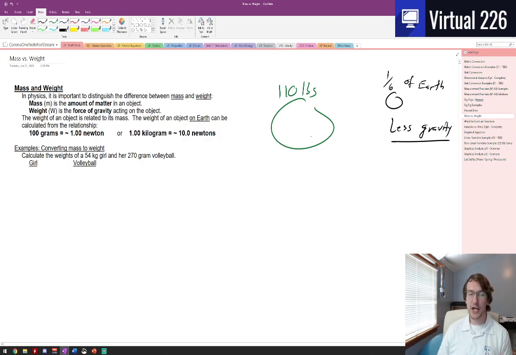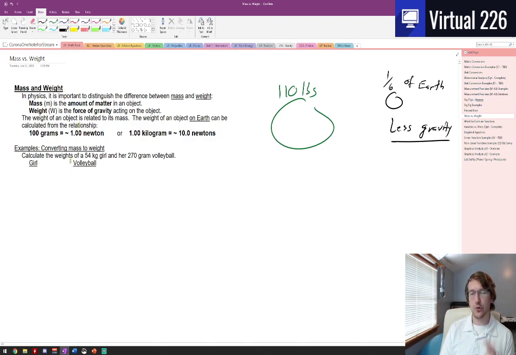So if you wanted to change your mass, you would either have to eat a bunch of cheeseburgers or chop your arms off. Because if you didn't have arms anymore, then there's less of you and you have less mass. Changing your weight, you could just go to the moon, still be yourself, and be totally fine. And you'd have less weight on the moon because of less gravity.